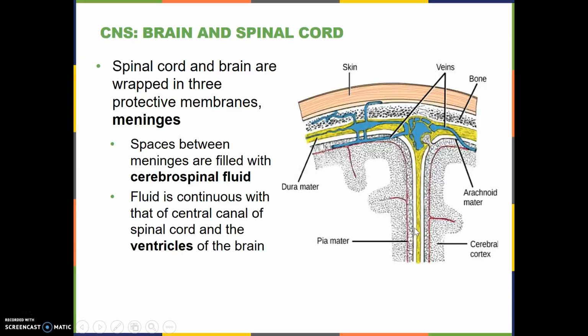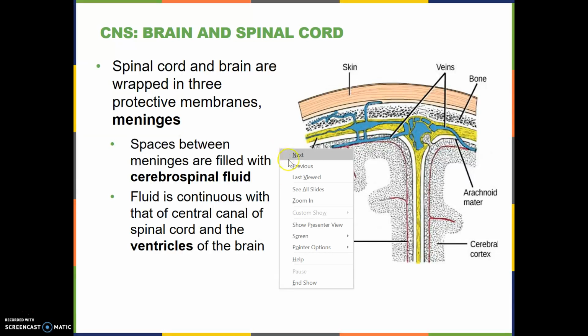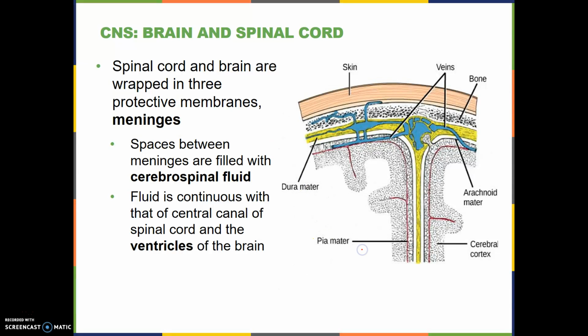Okay, now we're going back to structure. In the central nervous system, which is the brain and the spinal cord, the membranes that wrap around the brain and spinal cord are called the meninges. You've probably heard of meningitis before. And the meninges are the dura mater, the arachnoid mater, and the pia mater. So this is the dura mater here, and then the arachnoid mater here, and the pia mater is here.